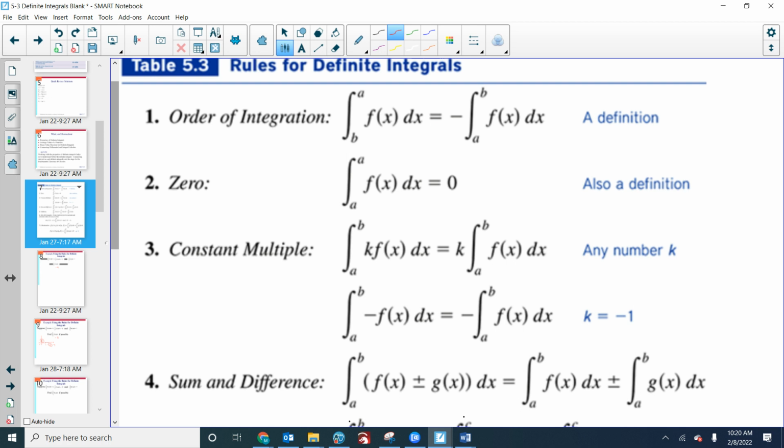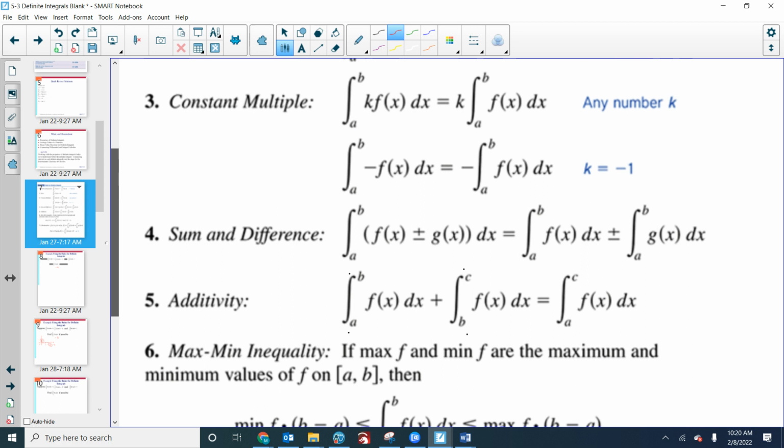All right. The next one, sum and difference. This is the one we're talking about right now. You can add integral from a to b of f of x plus or minus integral a to b of g of x. Additivity is like a to b and then b to c. Then you can add the areas together to get a to c.